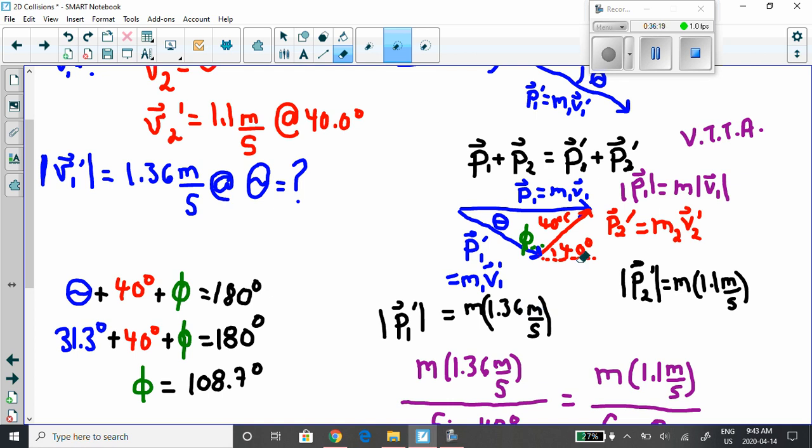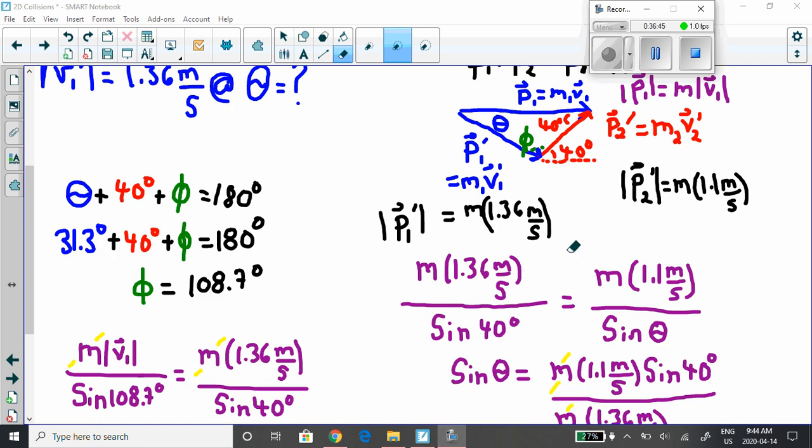Now let's take a look at P2 prime. There it is, right there. I know that this is 40 degrees in here, and by the Z rule, it would be 40 degrees right in there. Now let's just take a look at the magnitude of this. So we would have the magnitude of P2 prime is equal to the mass times 1.1 meters per second.